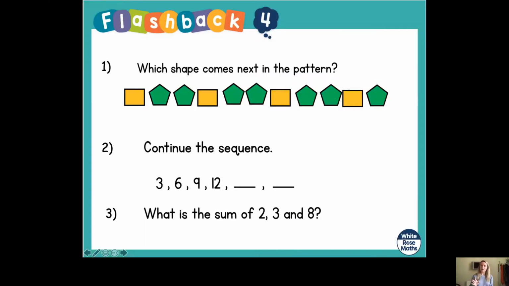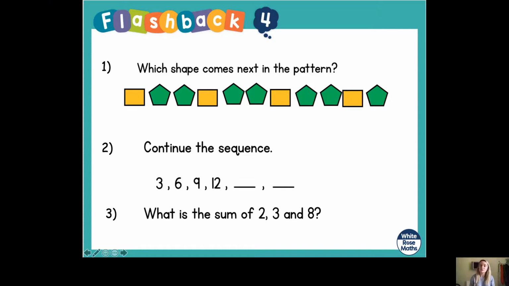So here's your flashback for today. You have 3 questions. In the first question, you have a pattern like you did in your flashback yesterday. And what you need to do is to continue this pattern. So which shape would come next in the pattern if you continued it? Then number 2, continue the sequence. So you've got 3, 6, 9, 12, and then you've got 2 missing numbers. So you need to decide, is this sequence counting forwards or backwards? And in steps of what? Once you've worked that out, can you fill in the 2 missing numbers?